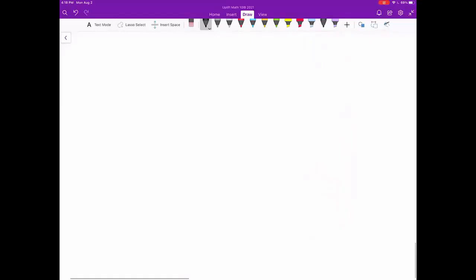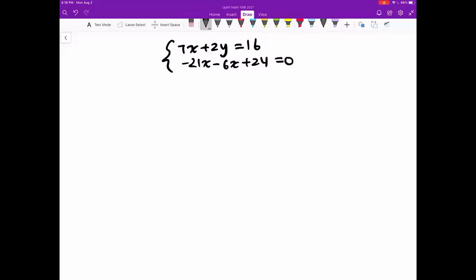Okay. We should do the parallel one now. Oh yeah, okay. So we can have the system 7x plus 2y is equal to 16, and negative 21x minus 6y is equal to 24. Wait, isn't it negative 24? It says positive 24. No, it should be negative 24. Okay, yeah.